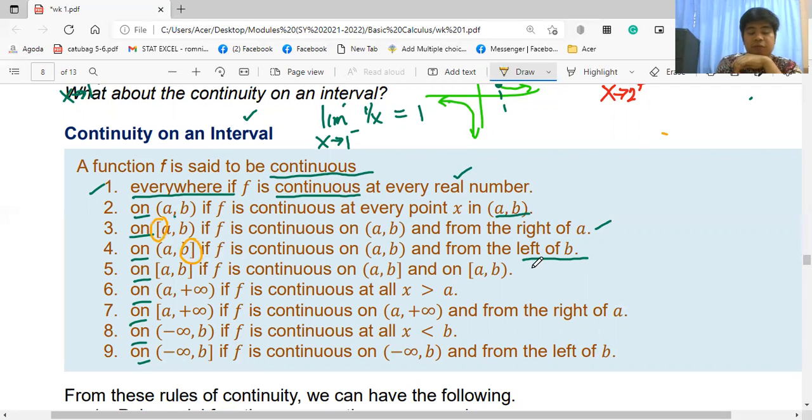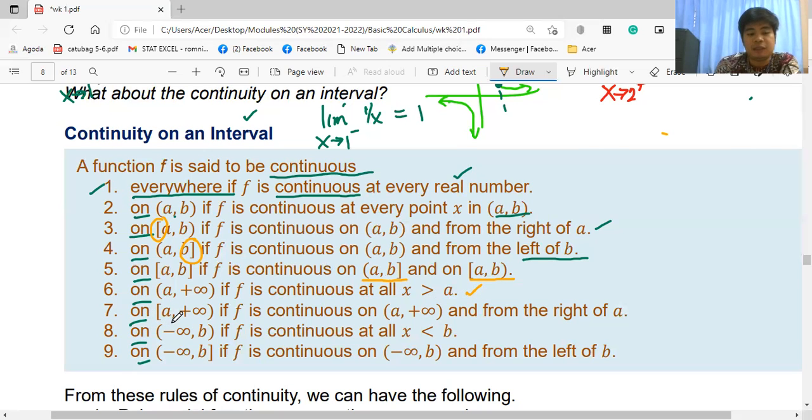Next, in number 5, from A to B, it is continuous there if you can prove that f is continuous also on the half-closed interval. All numbers between A and B, but including B. And the other is continuity on infinity. It is continuous on all numbers greater than A if you can prove again that f is continuous at all x values greater than A.